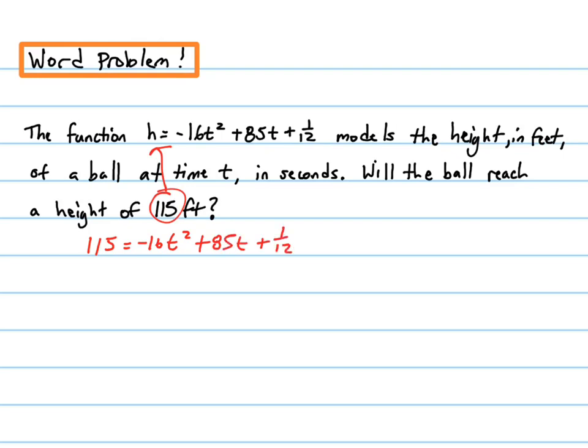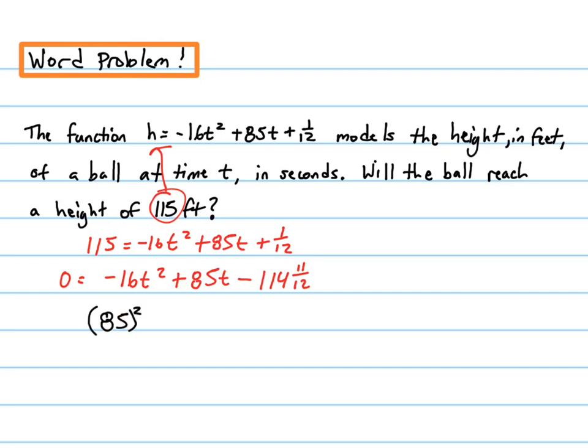So now our goal would be to move over the 115. This is not going to be a great equation, so we'd subtract it. That gives us negative 16t squared plus 85t minus 114 and 11/12. And so now we're going to go ahead and use the discriminant to solve this. And I recommend using your calculator for this because it could get messy. So we're going to plug this into the discriminant, so b squared minus 4ac.